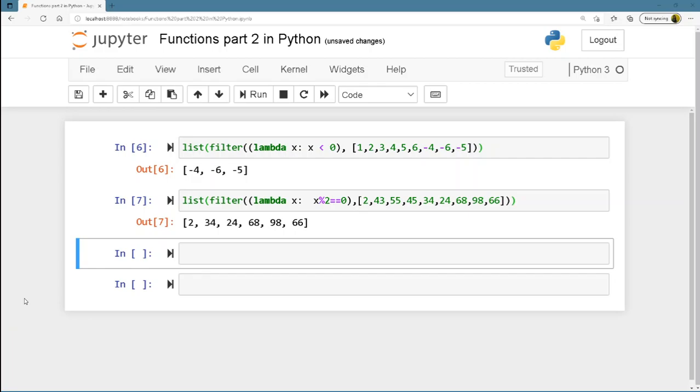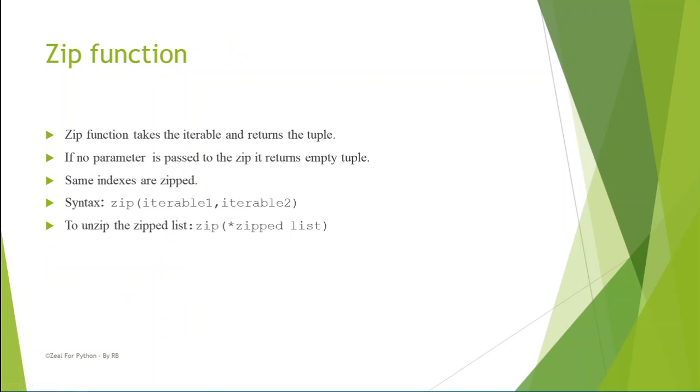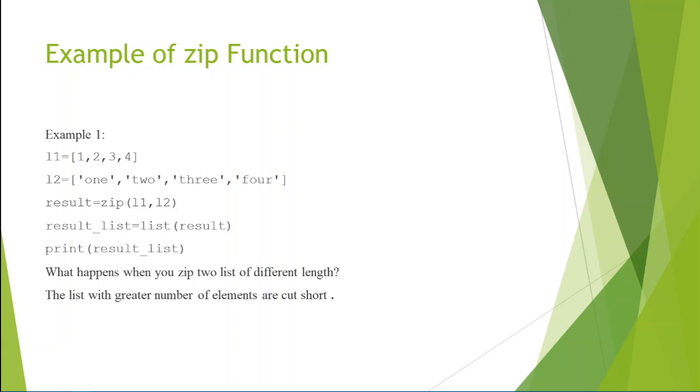So let's move to another function, which we call the zip function. What the zip function does is it takes iterables and returns tuples. Suppose you have two lists, list 1 and list 2. It will zip, it will combine the elements on the same indexes and return tuples of them. If you pass no parameter to zip, it will return an empty tuple. One thing to be noted here is that only same indexes are zipped together. Now what does this mean? Let us see with the help of an example.